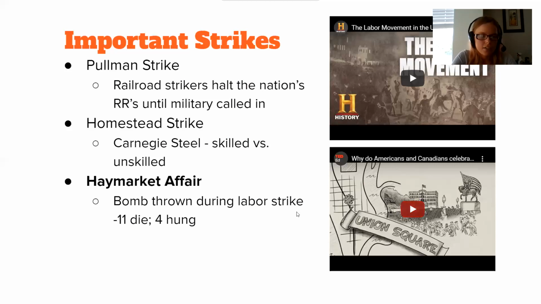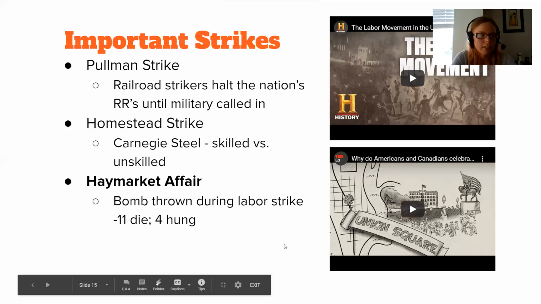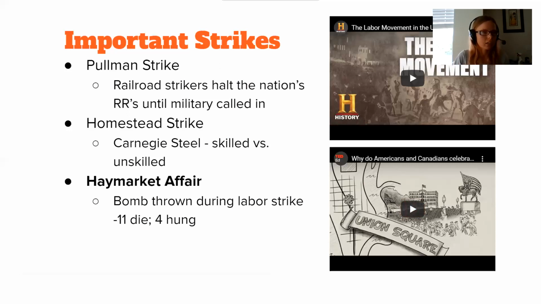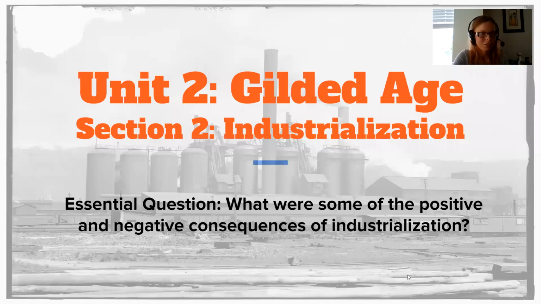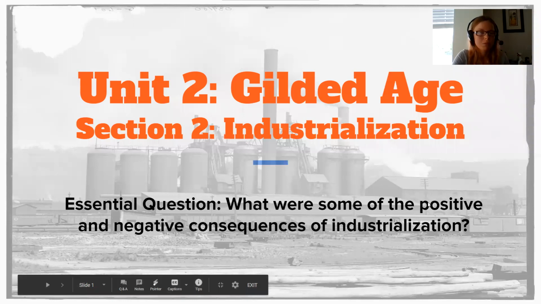All right, so that is all we're going to talk about right now on industrialization. Thank you guys so much for paying attention. Remember, in your notes, that's the end of lesson 2. So go to that summary, take a quick look at your essential question, look at what it's asking. If you need a reminder, maybe you should have written this down at the top of your paper. What were some of the positive and negative consequences of industrialization?